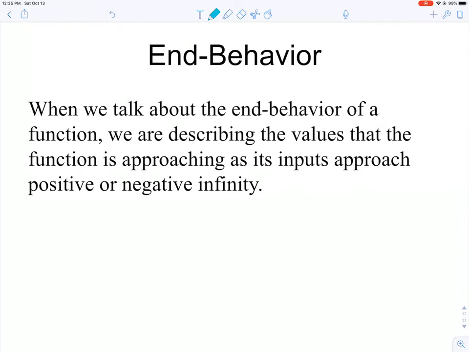All right, end behavior. We have talked about end behavior before, right? We've talked about determining the end behavior of a polynomial function. So when we talk about the end behavior of a function, we are describing the values that the function is approaching as its inputs approach positive or negative infinity. So basically, as x approaches positive or negative infinity, f of x is approaching what? Is that positive infinity, negative infinity, 0, some other real number?